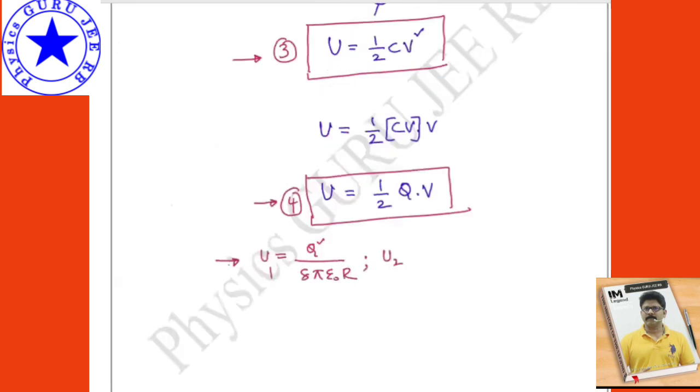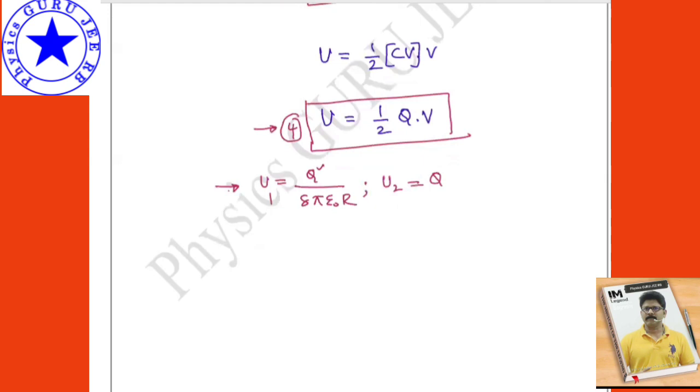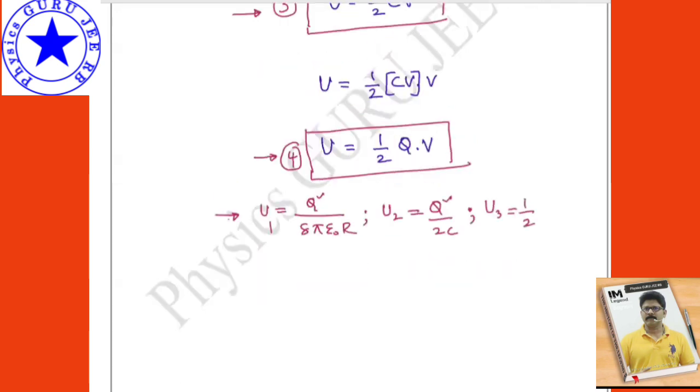U2 equals Q square by 2C. Third energy U3, if I take half CV square, and finally U4 equals half Q into V. Is it clear, all of you? Yes, all of you. So this is about the spherical capacitor.